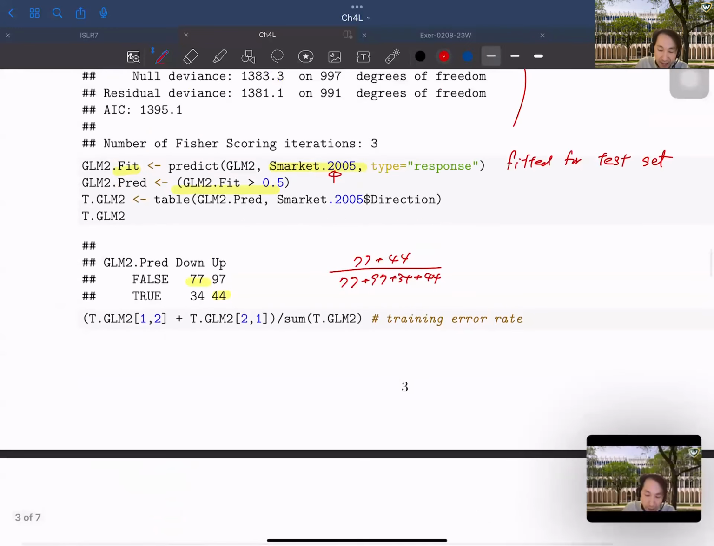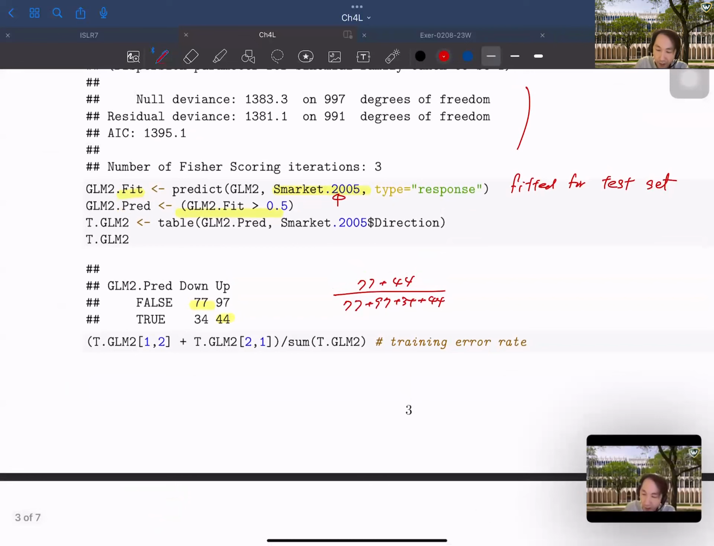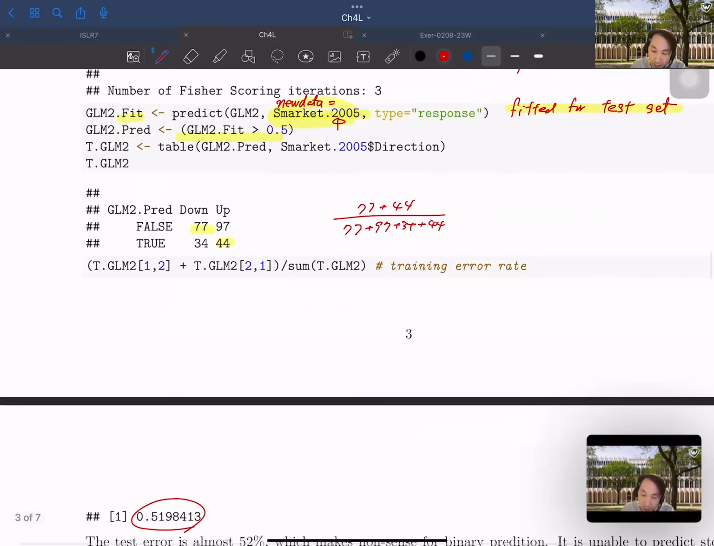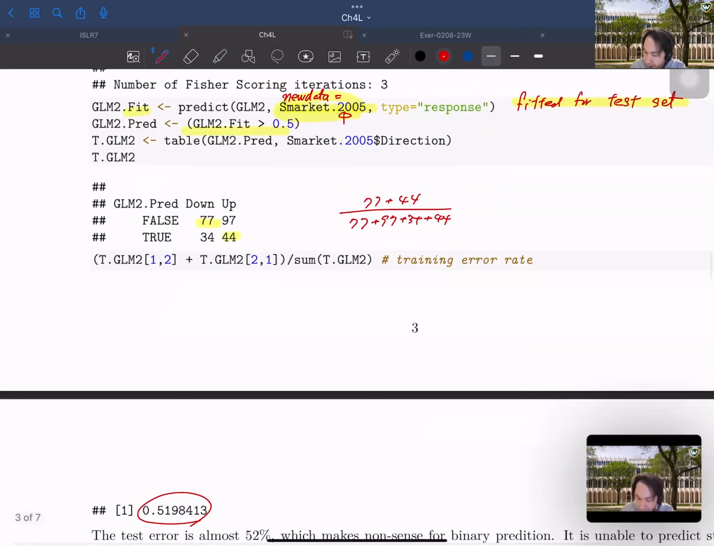But this basically wants to explain how to calculate fitted values for the test set. So you can specify this. Formally, this is the newdata option: newdata is equal to. But since this is a data set, R automatically recognizes this as the new data set.